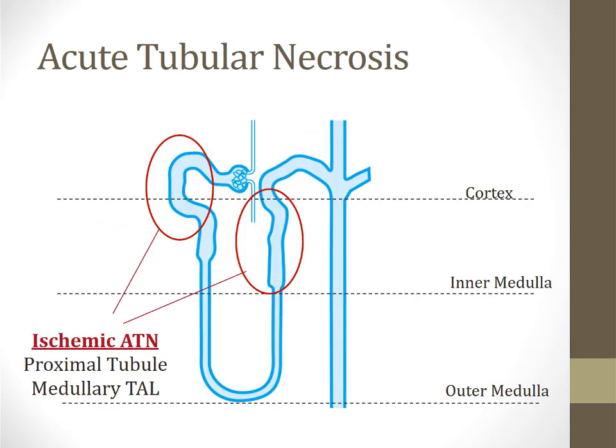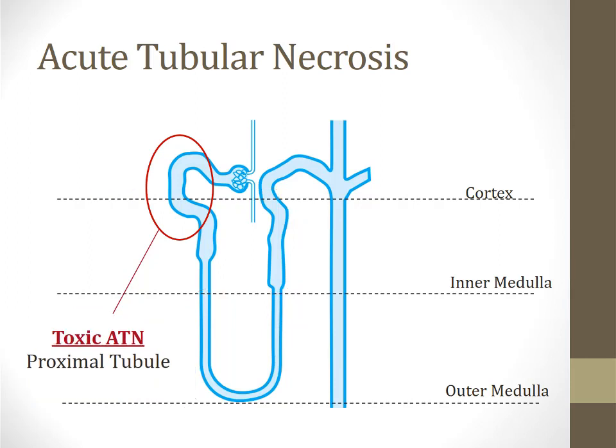Here's a drawing of the nephron indicating the portions affected by ischemic ATN. So the idea here is that there are lots of sodium-potassium ATPases in the proximal tubule and in the thick ascending limb. So when there's ischemia and there's lack of oxygen, these are the areas of the nephron that are most affected.